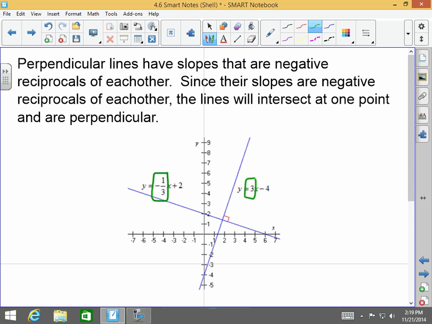Because if I multiply -1/3 times a -1, it's 1/3. Flip it, it becomes 3. Vice versa. If I multiply 3 by a negative, it's -3. Flip it, it becomes -1/3. When you have negative reciprocal slopes, you have perpendicular lines, and perpendicular lines, as we know, form 90-degree angles.